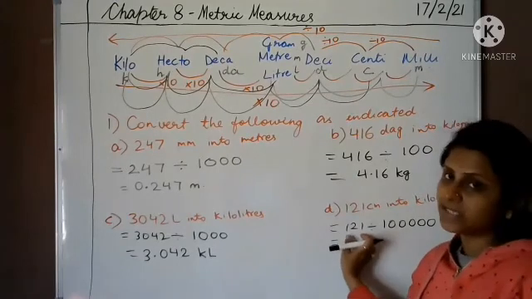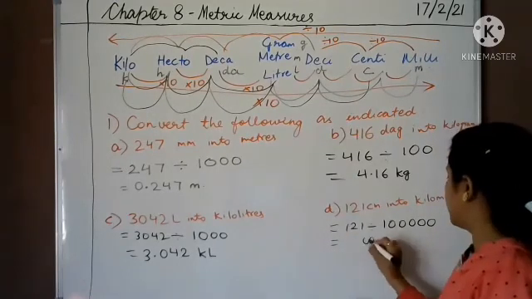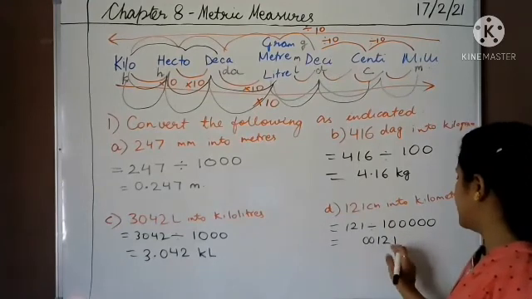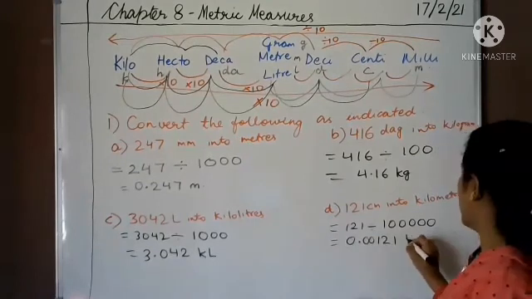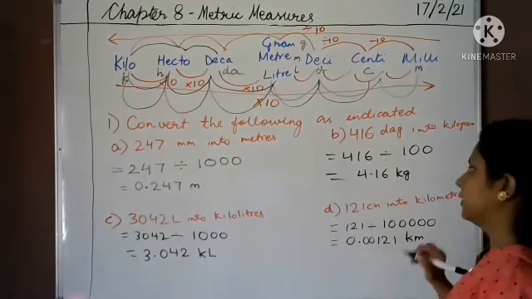How many numbers do we have? Only 3. So we will need 2 extra zeros. Now 1, 2, 3, 4, 5 is done. 0.0 and kilometer can be written over here.